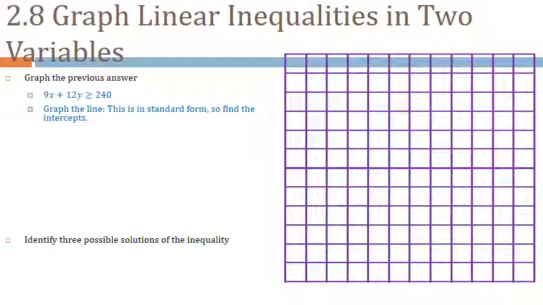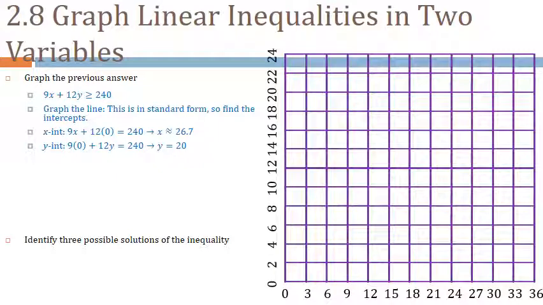Let's graph the line. It's in standard form, so we need to find the intercepts. The x-intercept is found by making the y 0 and solving for x. 240 divided by 9 is 26.7 approximately. Find the y-intercept by letting the x equal 0. 240 divided by 12 is 20. So we need to put some scales. I've decided to make the x scale count by 3s and the y scale count by 2s so that I can fit my intercepts on the scale. Plot my intercepts and draw a line to connect them. Now our line is going to be solid because the inequality is greater than or equal to.